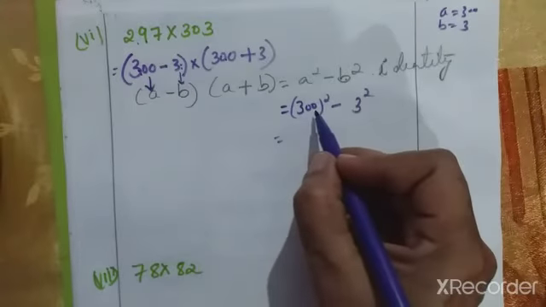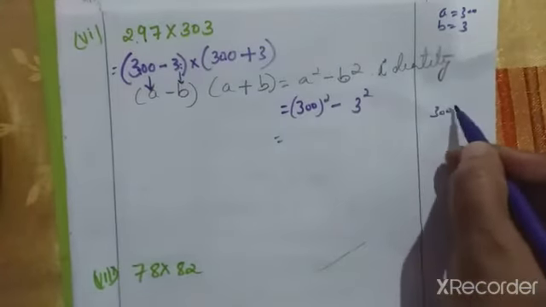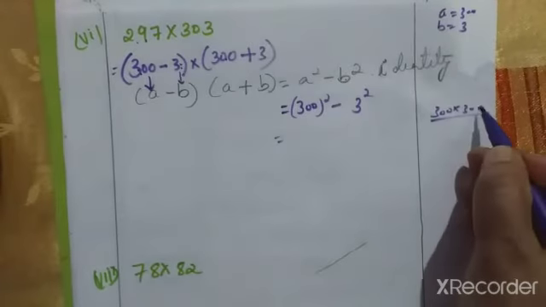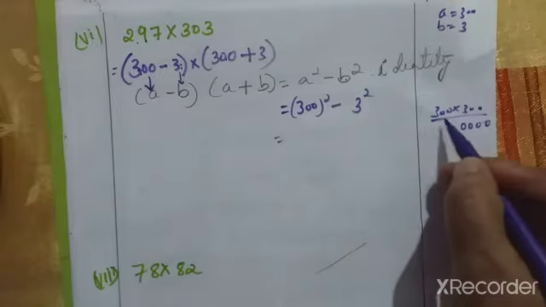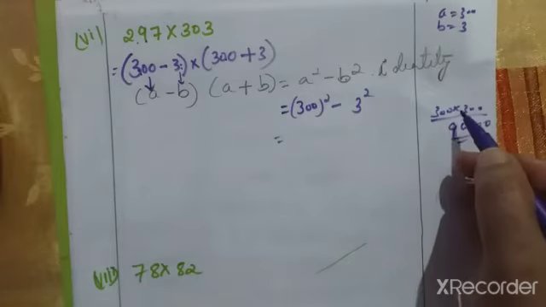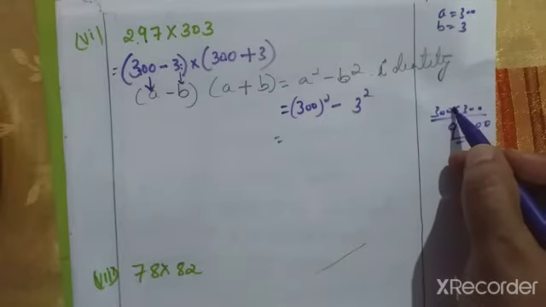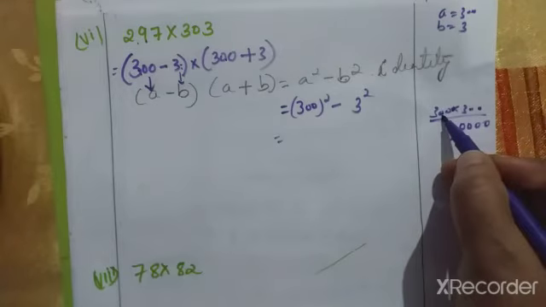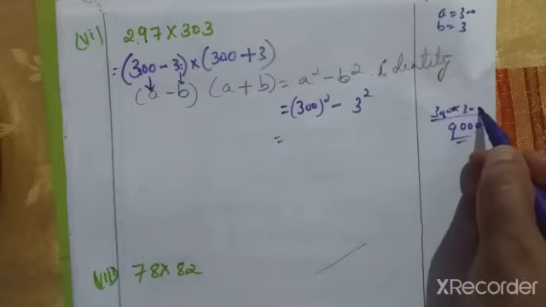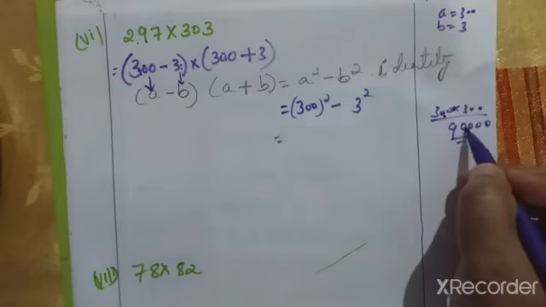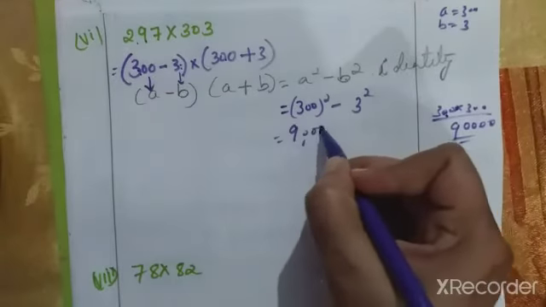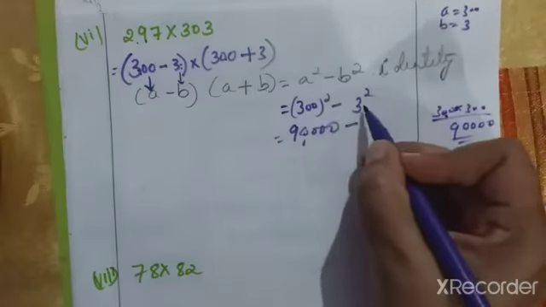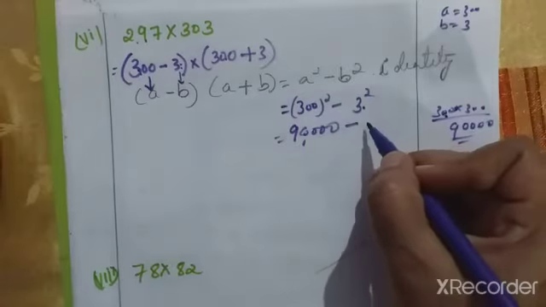Now multiply 300 two times. 300 into 300, so 1, 2, 3, 4 zeros. 3 3s are 9. This is direct multiplication. You multiply and check, you get the same answer. We are multiplying directly because the last digits are 0, so you can multiply easily. 4 zeros and 3 3s are 9. So 90,000 minus 3 square means 3 into 3, 3 3s are 9.